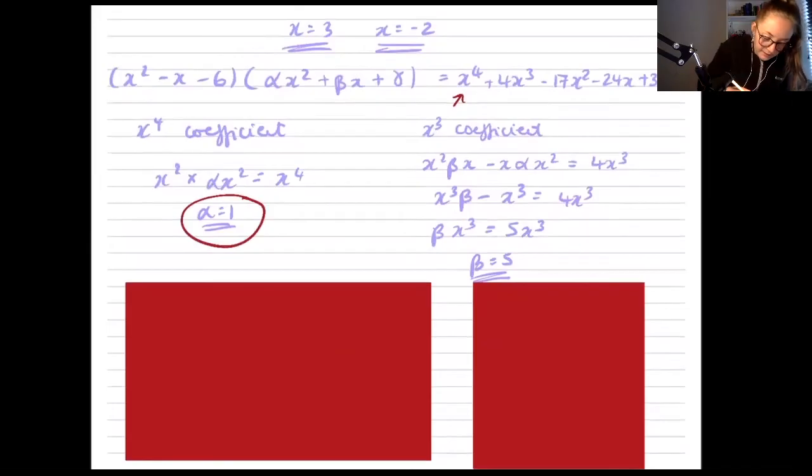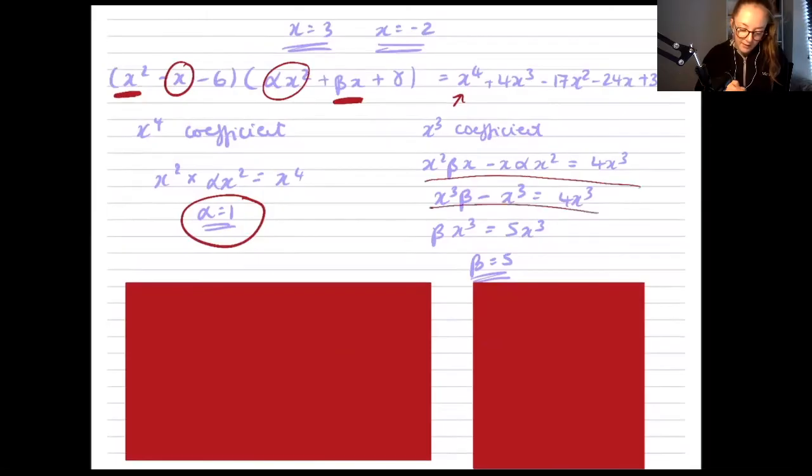The only things that will multiply together to make an x cubed are this x squared and this x, and then this x and this x squared. So same as before, add them together and compare coefficients. So we have beta is 5.